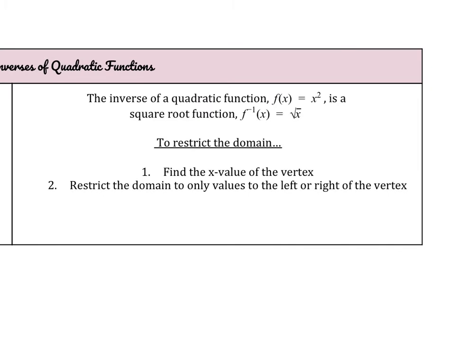Again, we follow the same steps of swapping x and y and then solving for y. The inverse of a quadratic function is going to be a square root function, so we need to take the square root to help us solve. However, we need the extra step of restricting the domain. To do this, we find the x value of the vertex, and then restrict the domain to only the values to the left or right.